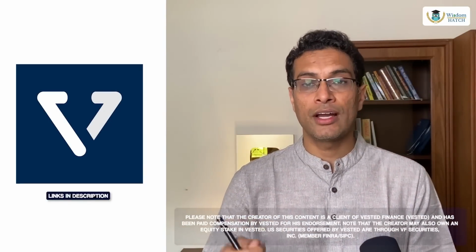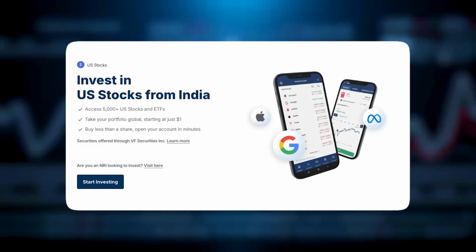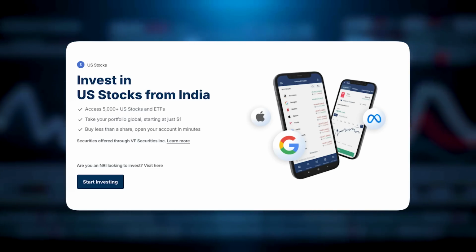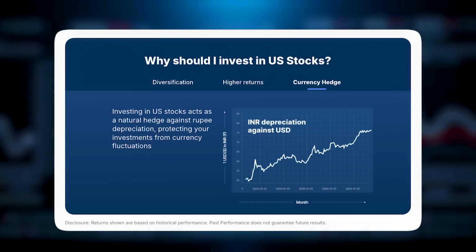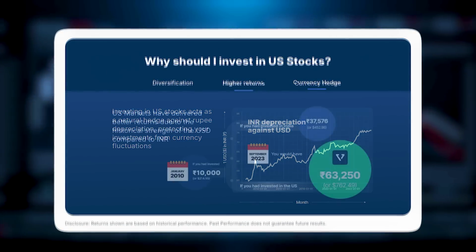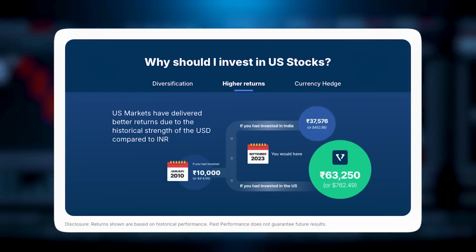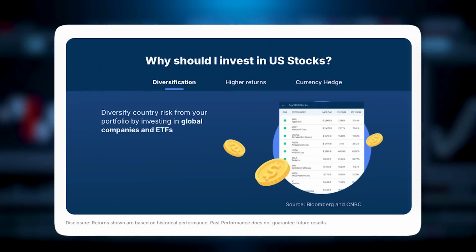So now comes the natural question that, okay, fine, what you're saying makes a lot of sense. How do I invest in the US market? So my suggestion would be that you could consider checking out Vested. It is an investment platform that you can use in order to invest money in the US. They have a partnership with HDFC Bank, so it's fairly safe. It's easy to transfer money. It's easy to buy stocks in the US by using this platform.